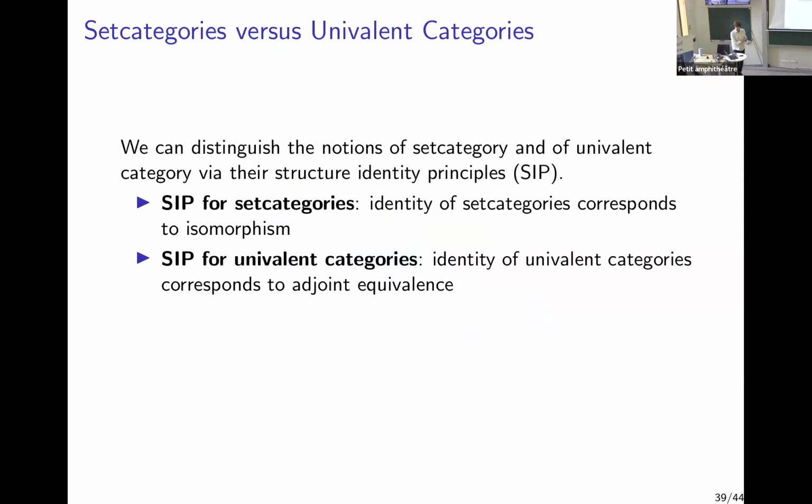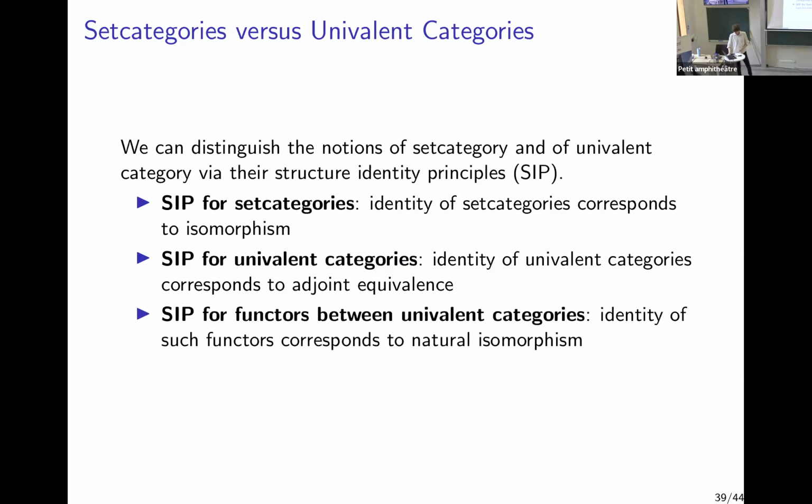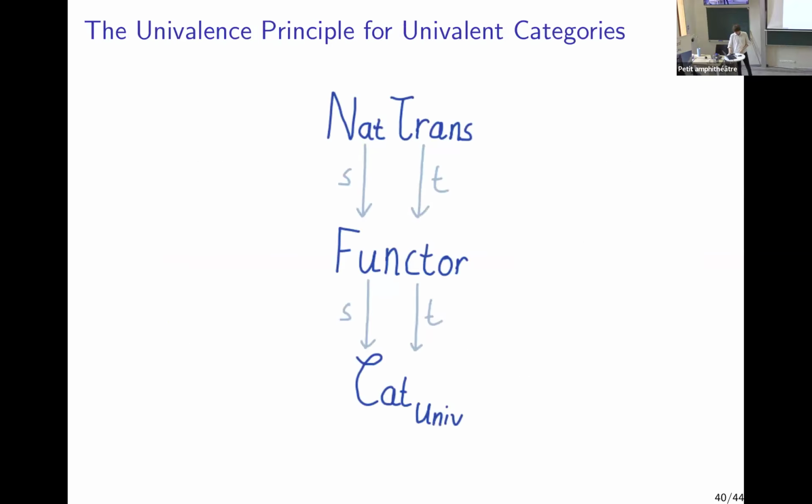And we can make this actually precise. It's not only vague blah, blah, blah, it is real mathematical theorems. One can show that identity of set categories is the same as isomorphism, and identity of univalent categories is the same as adjoint equivalence. Meaning that these two different styles of doing category theory is not pure moralism anymore, it is real mathematics. It is something that you can just indicate by using the appropriate notion of category. So you can also do stuff for functors, okay, good for you.